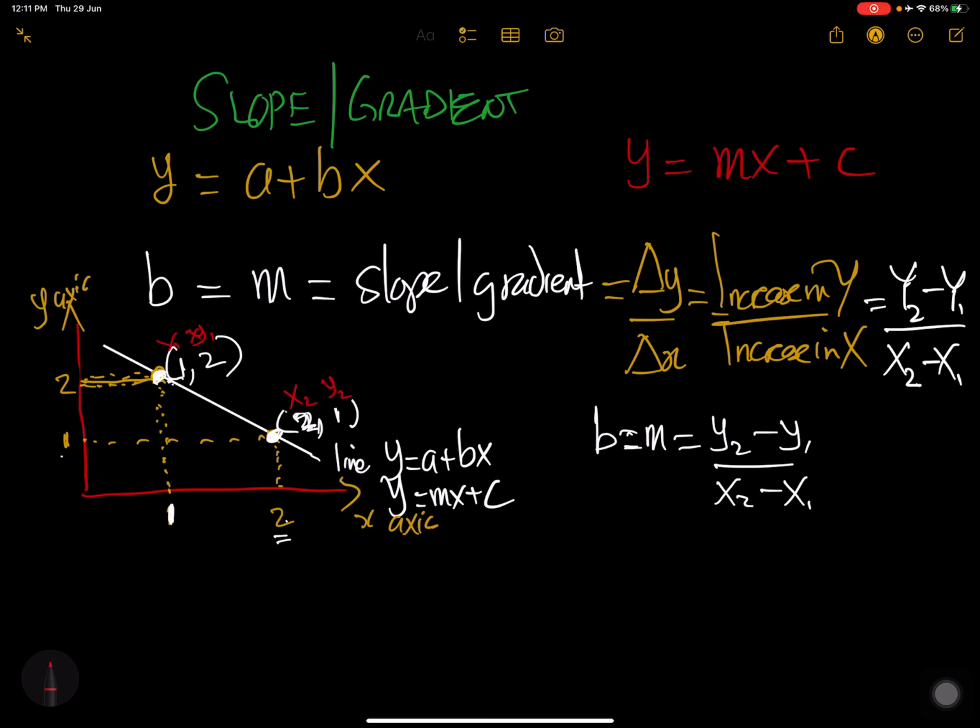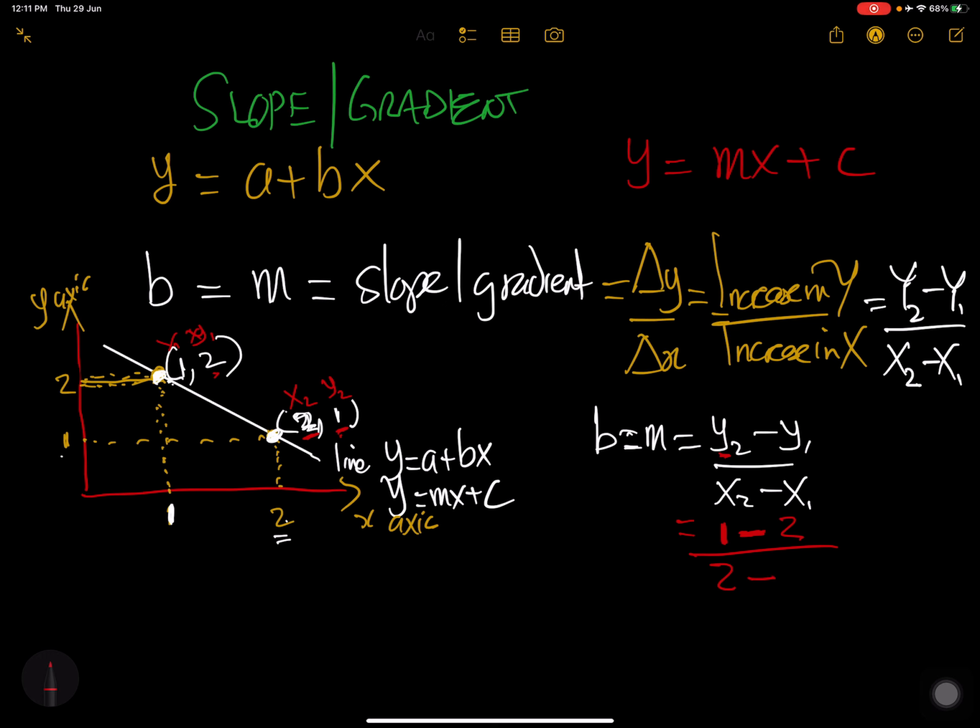Okay, so now what it means is that the y2 is this one, the one here. So we're going to plug it into the formula. This is y2, which is 1 here. Minus, don't forget the minus. The minus comes before the y1. What is the y1 there? The y1 is 2. So we're going to put 2 here. We divide it by x2. Where's x2? Our x2 is this one here, which is 2.